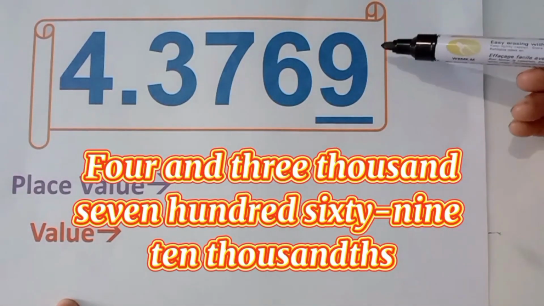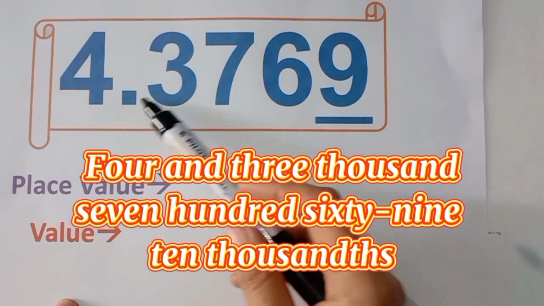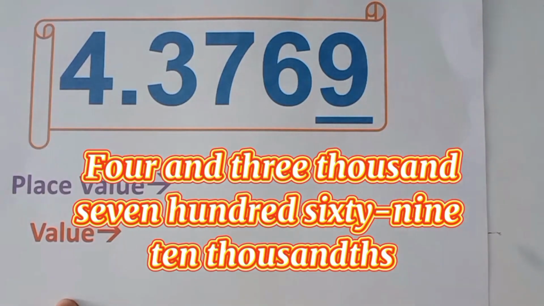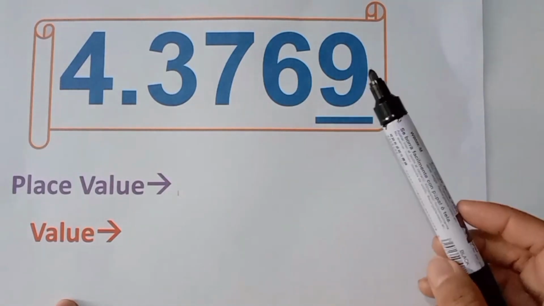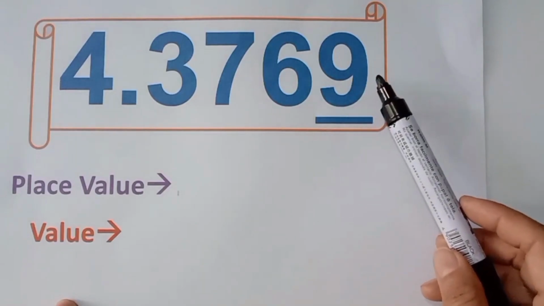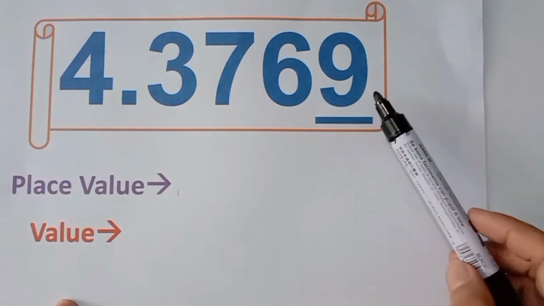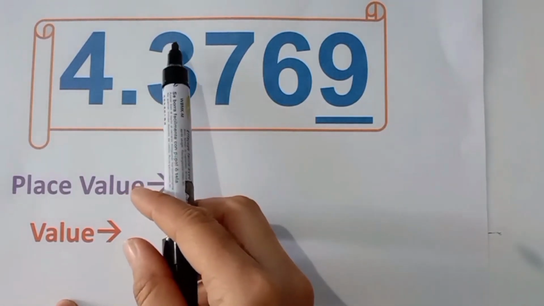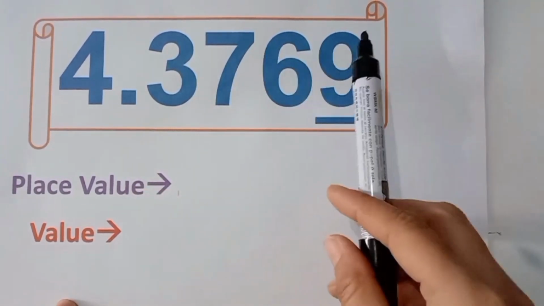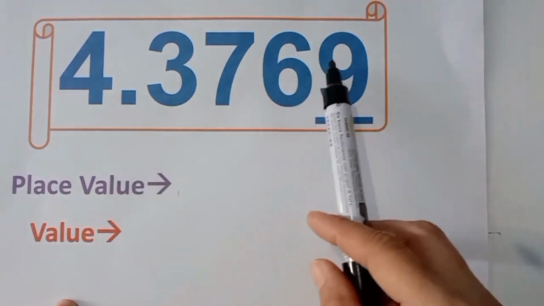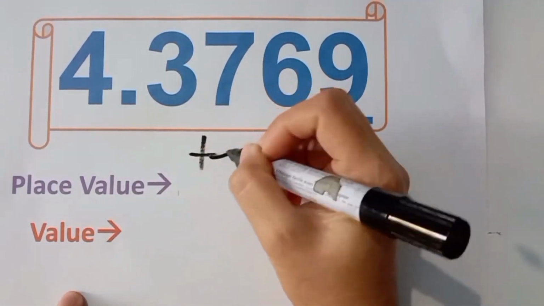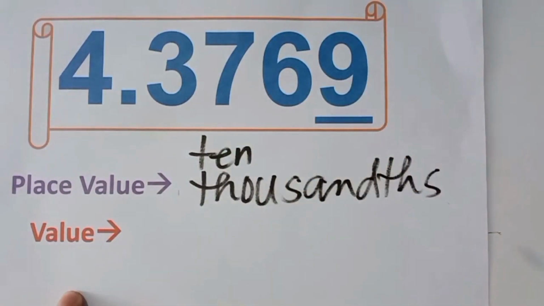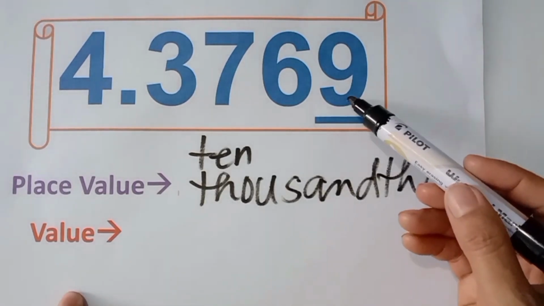Okay? Next example, we read this decimal number as 4 and 3,769 10,000ths. Again, 4 and 3,769 10,000ths. Okay, now, ano naman po ang place value ng naka-underline na ito, yung 9 na ito na naka-underline. So, start tayo sa decimal. After decimal point, this is tenths, hundredths, thousandths, 10,000ths. So, that means ang place value po ng 9 na ito ay 10,000ths. And may THS po siya kasi decimal number.